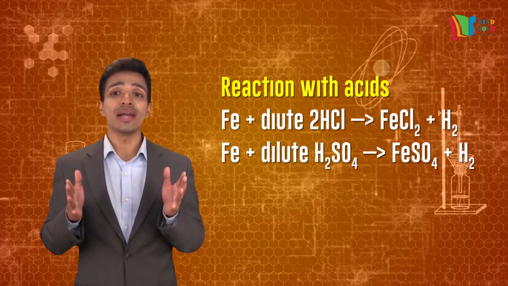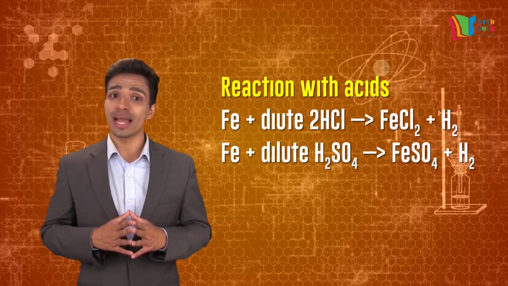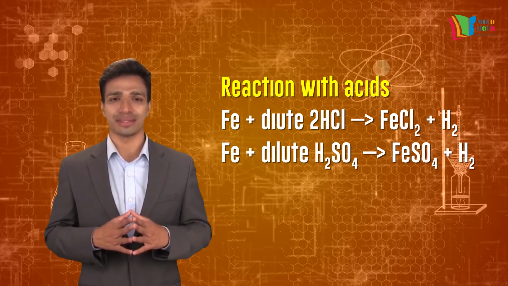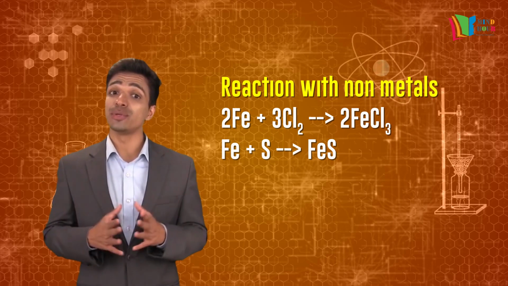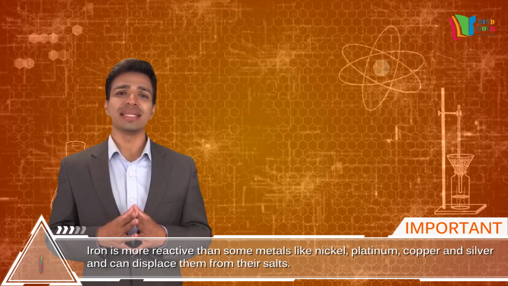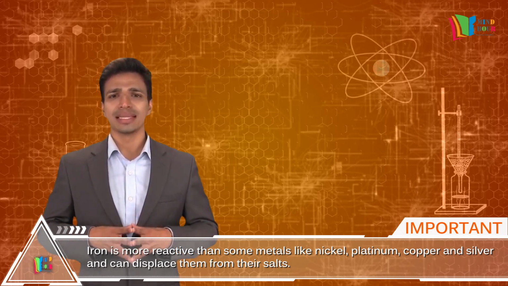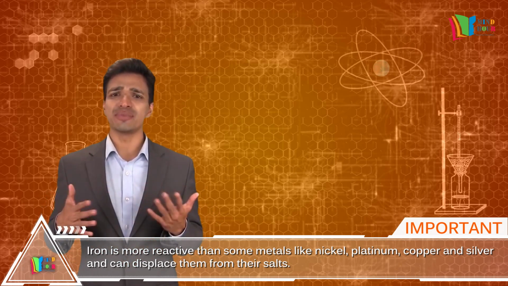Reaction with some acids: iron reacts with dilute hydrochloric and dilute sulfuric acid to produce ferrous chloride, hydrogen, and iron sulfate. On heating, iron reacts with non-metals like sulfur and chlorine. Iron is more reactive than some other metals like nickel, platinum, copper, and silver. Thus, it can displace these metals from their salts.